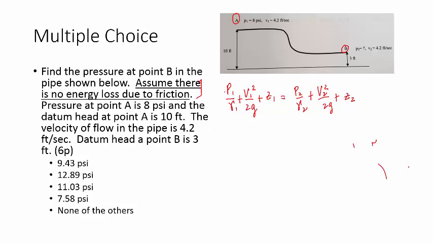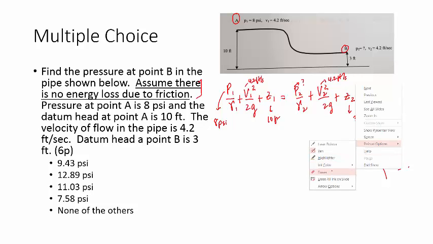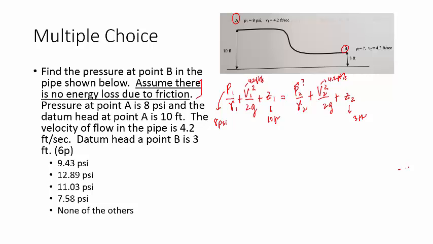In this case, the pressure is 8 psi, and the velocity here is 4.2 feet per second. The continuity expression tells me this is 2 feet per second. This here is 3 feet. This here is 10 feet. And then here is what we need to find out. What's important here is that the units are very important in these problems because you need to make sure that your units are consistent.